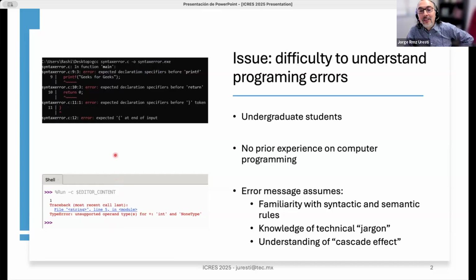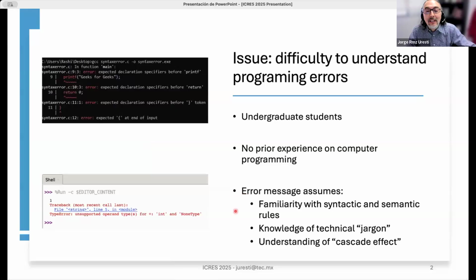know how to interpret. These error messages assume that you have some familiarity with the syntactic and semantic rules, that you understand a little bit about how to program and the meaning. And the problem is that they are beginners, so they really don't understand what is said here. So they don't know what the error is. Maybe for me, with several years of programming experience, I understand very clearly. For them, it is not really useful. And also, there is a lot of technical jargon here that they don't understand.